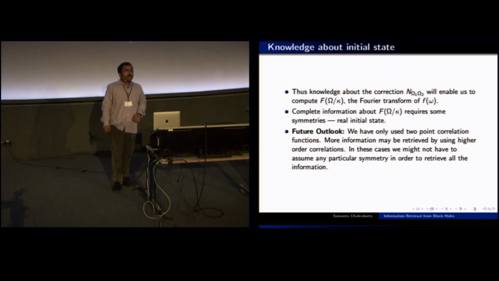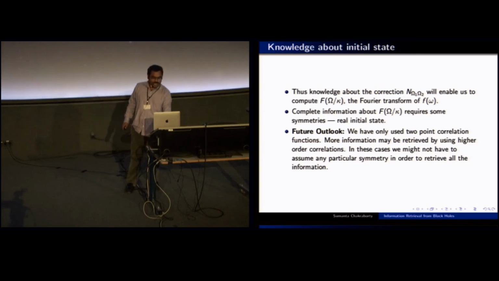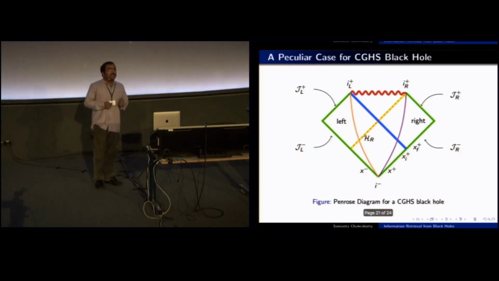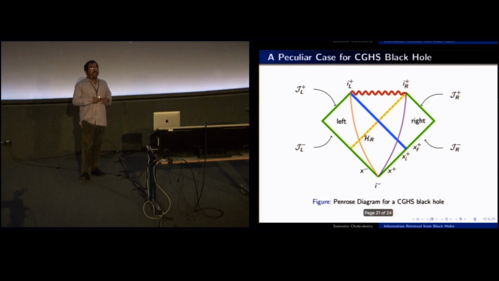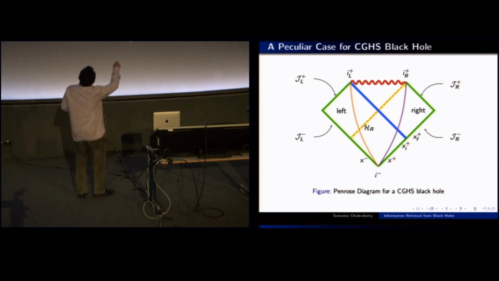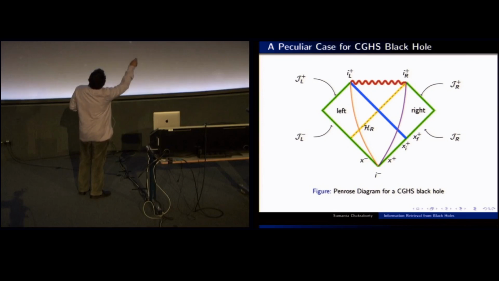Now let me go to a peculiar case for a particular black hole, which is called the CGHS black hole. Let me explain this a little bit. This essentially occurs in two-dimensional dilatonic gravity, and in that case, this is again a Penrose diagram. So this full thing is the full space-time. There are essentially 4 halves. This is the right half, so you can see this R symbol here, and this is the left half, so you can see this L symbol here, right?